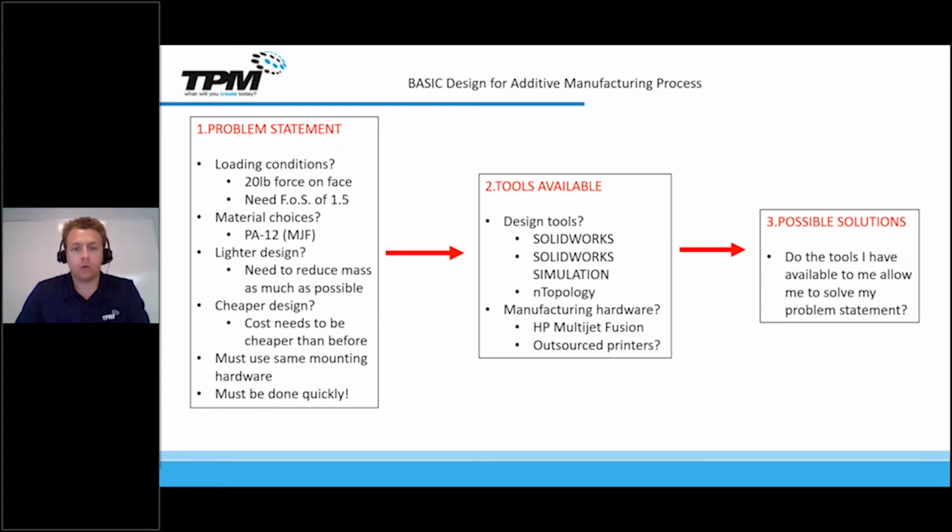It's one of the main goals of this project. We need to reduce the mass as much as possible while still maintaining that factor of safety of 1.5. And as a side note, it would be nice if this new component was cheaper. It has to be cheaper than it was before. This is sort of going to be a side effect of reducing the mass, but it's still something we need to pay attention to.